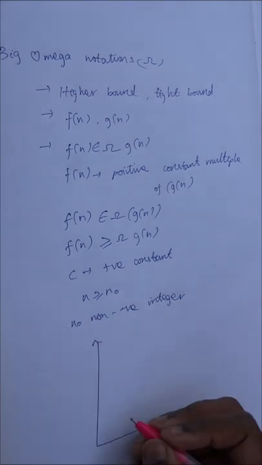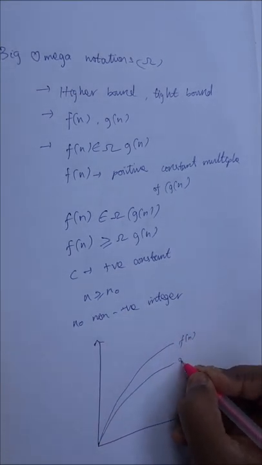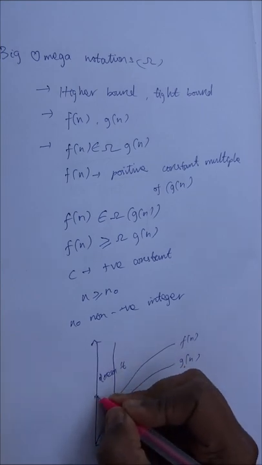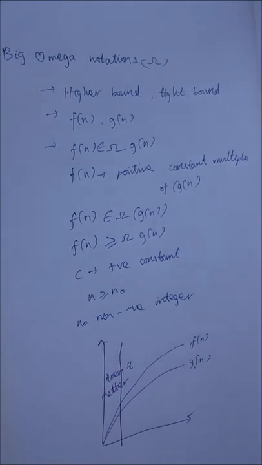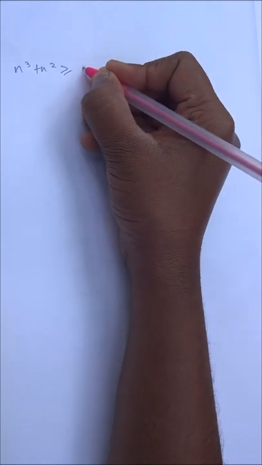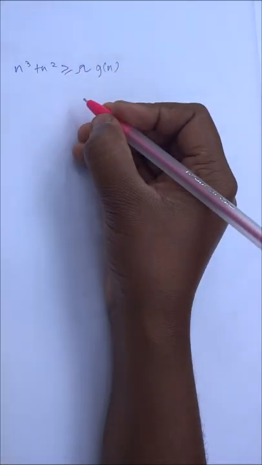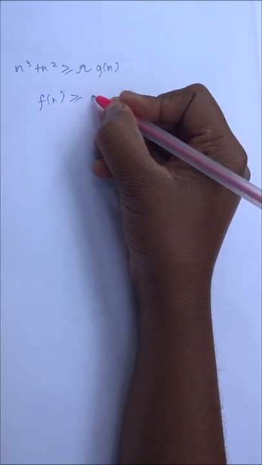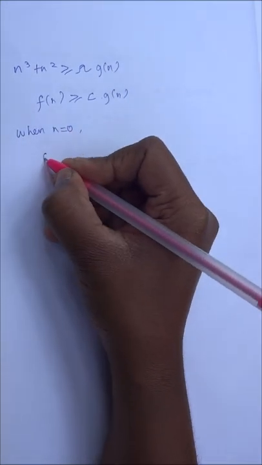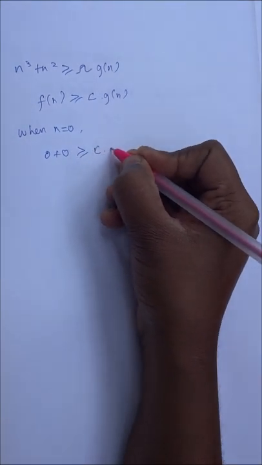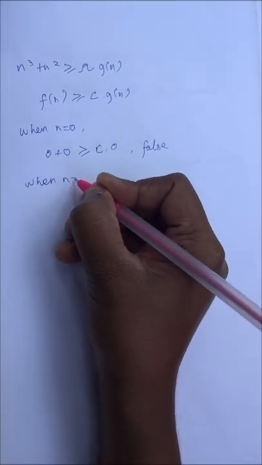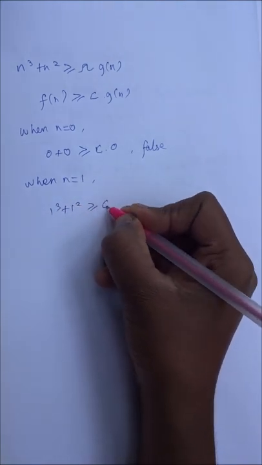The graph can be given by this: here f of n is higher bound of g of n, and this is the doesn't matter region. Let us see an example. n cube plus n square belongs to big omega of g of n. This f of n is greater than or equal to c into g of n. Here we can put n is equal to 0. 0 plus 0 greater than or equal to c into 0. Thus this condition is false. When n is equal to 1, 1 cube plus 1 square greater than or equal to c into 1.